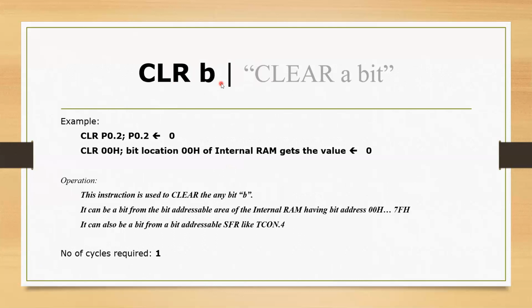Next is the clear instruction, clear the bit. As with the set instruction, the clear instruction will clear the particular bit. So CLR P0.2 will clear the port 0 second bit to 0. CLR 00 hex, the bit location 00 hex of the internal RAM gets the value 0. The instruction is used to clear any bit B. It can be a bit from the bit addressable area of internal RAM having bit address 00 hex to 7F hex, or a bit from a bit addressable special function register.